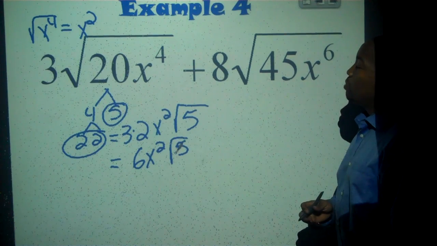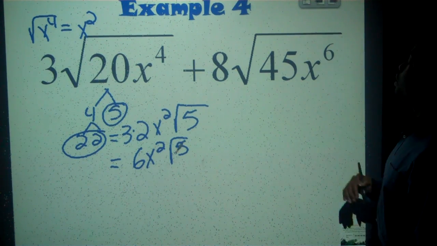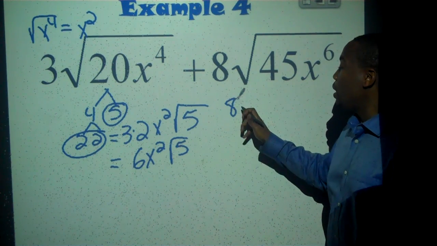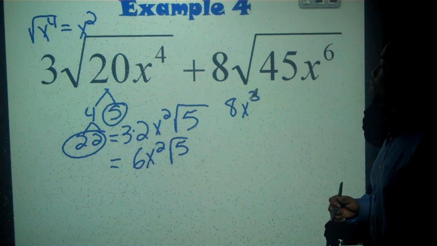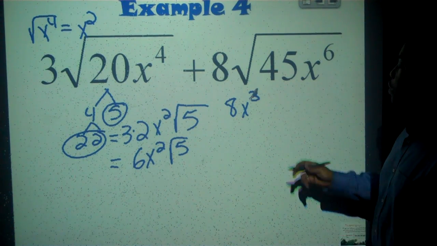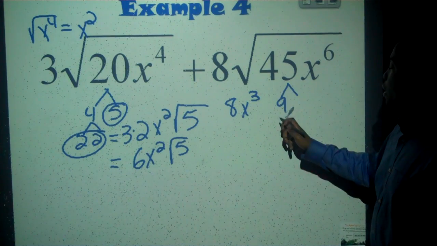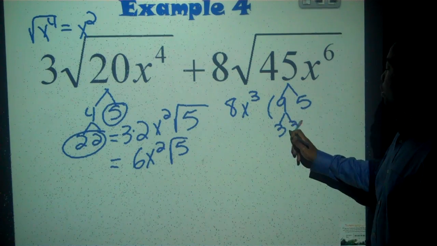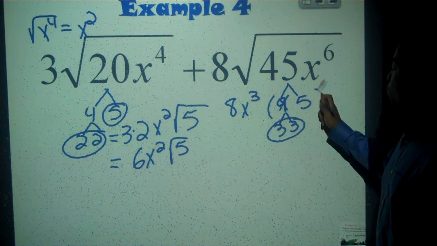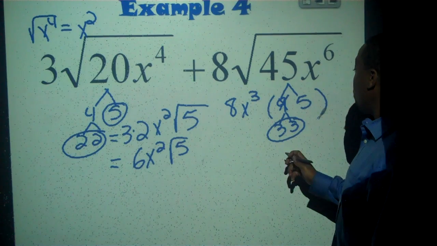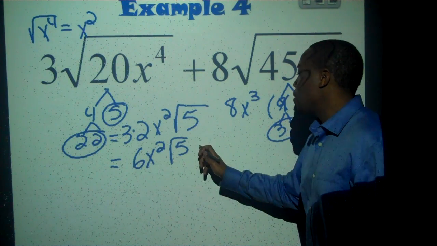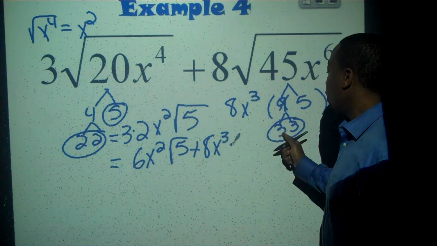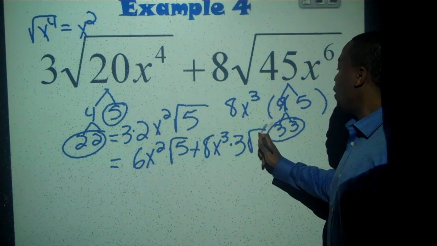Now my next step is this one right here, x to the 6. This is an even one. Since we're even, we just divide it by 2, and I get x to the third. Go ahead and take care of the variable first. This one right here, the 45, can be broken down into 9 and 5, and then that can be broken down into 3 and 3. And then I have 2 pairs right here, so this becomes 8x to the third times my 3 here, root 5.